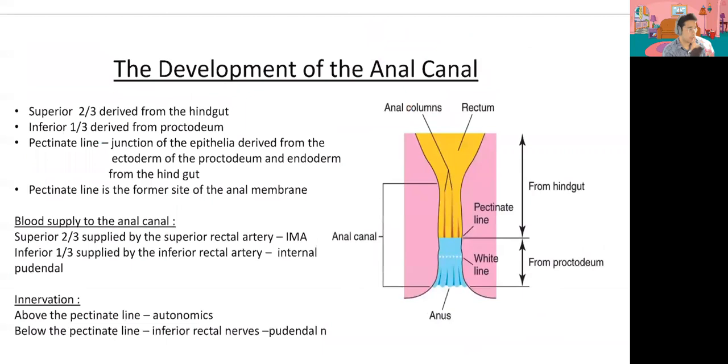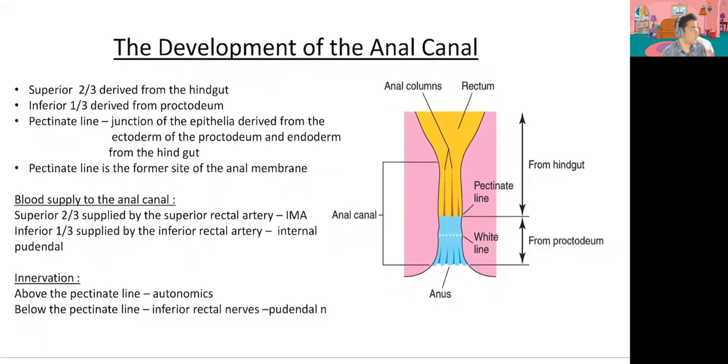Okay. Development of the anal canal. This one's a little tricky. They do ask this question. The superior 2/3 is from the hindgut, and the inferior 1/3 is from the proctodeum. It's basically a portion of the epithelia. I can't pronounce that for the life of me, but you have to remember that the pectinate line distinguishes anything above, essentially the hindgut, from anything below, the epithelia from the ectoderm of the proctodeum, and endoderm, right? So just keep that in mind.